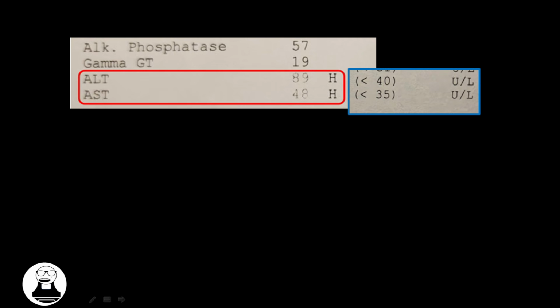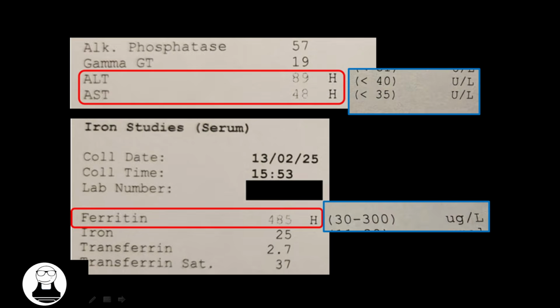Another marker that I later learned can sometimes be elevated in people with fatty liver is ferritin. My ferritin level was 485 micrograms per liter, while the reference range was between 30 and 300 micrograms per liter.